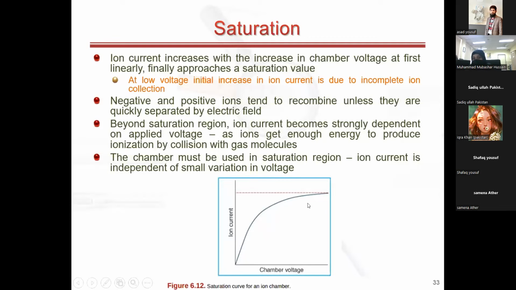So then comes a saturation region. This saturation region is the best region in which a thimble chamber can be used, because in this region, a slight variation in voltage would not affect the reading of the chamber. So all these ion chambers are operated in this saturation region. And this is usually 300 volt or above 300 volt.